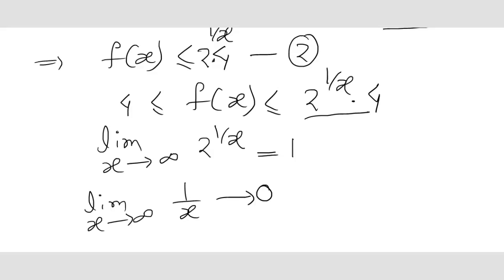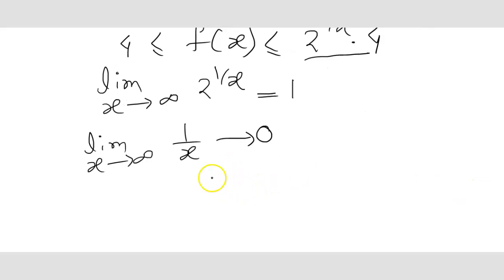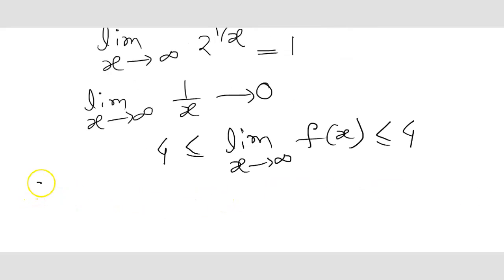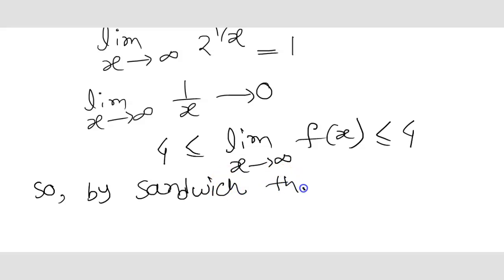If this limit is 1, then our problem becomes 4 is less than or equal to the limit as x tends to infinity of f(x), which is again less than or equal to 4. So by the sandwich theorem, or squeeze theorem, we can say that the required limit is 4.